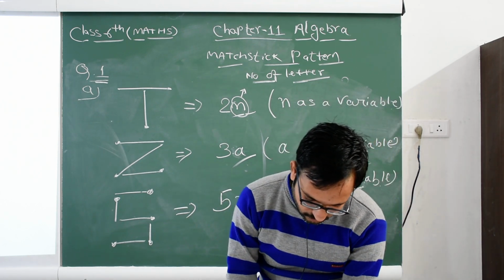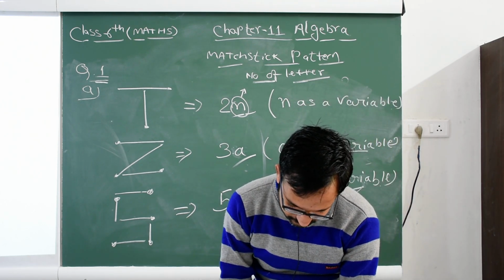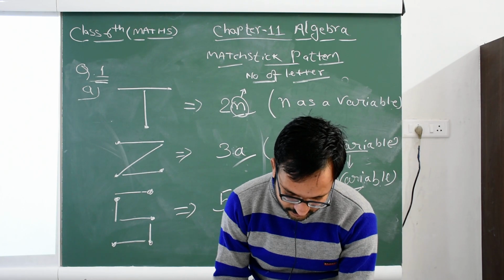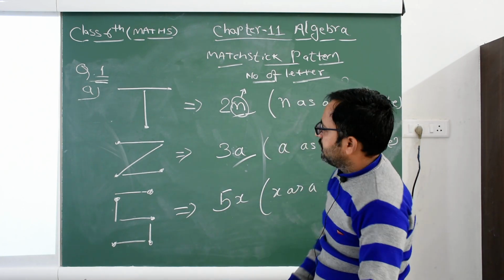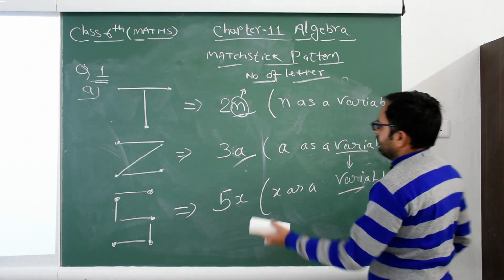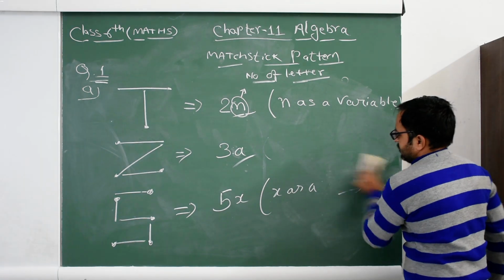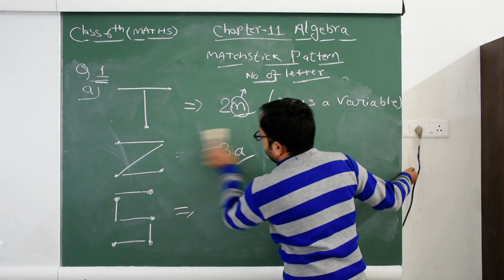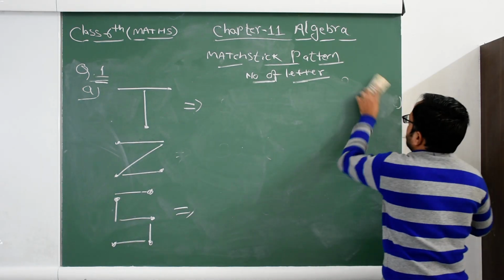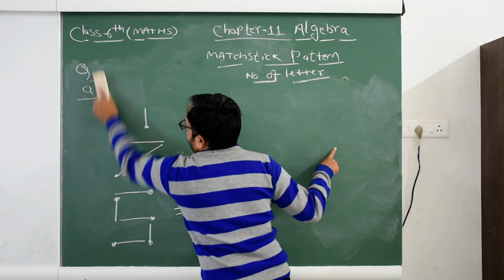Now question number 3. Cadets are marching in a parade. Question number 5. Now we make a rule for question number 5.